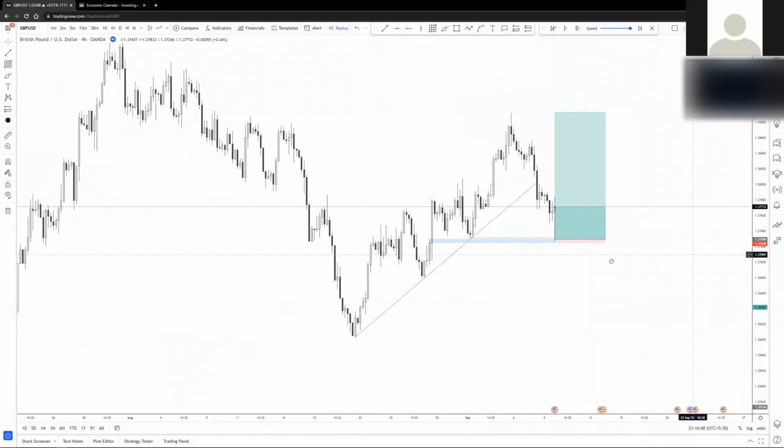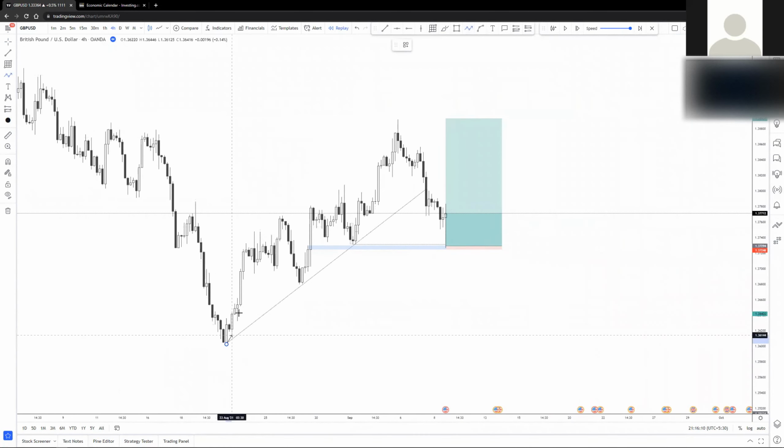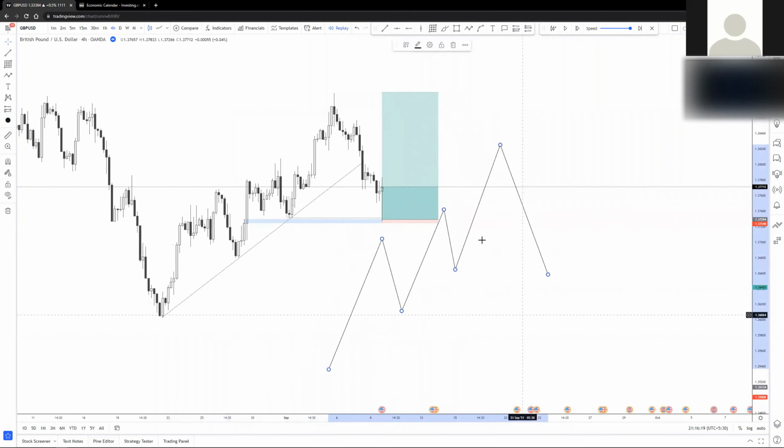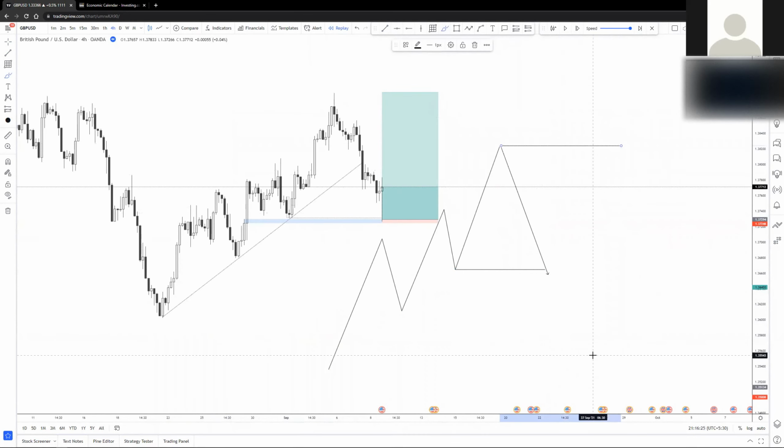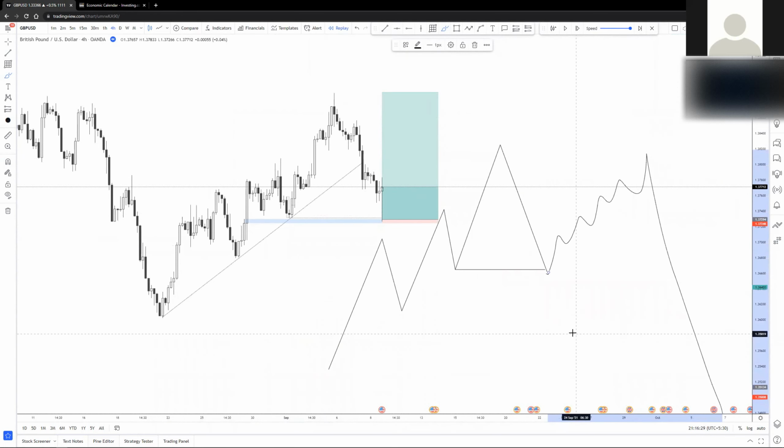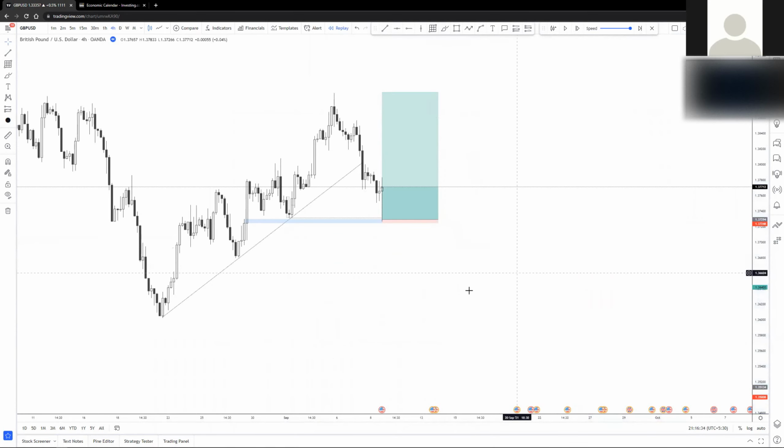Now what can you expect? If you look into market structure, you can see higher highs, higher lows, higher highs, higher lows, higher highs, and a false breakout structure. See that? Now, where are the stop losses? Right above that high. Why? Now people are expecting a retracement and a sell, because that's a breakout structure.